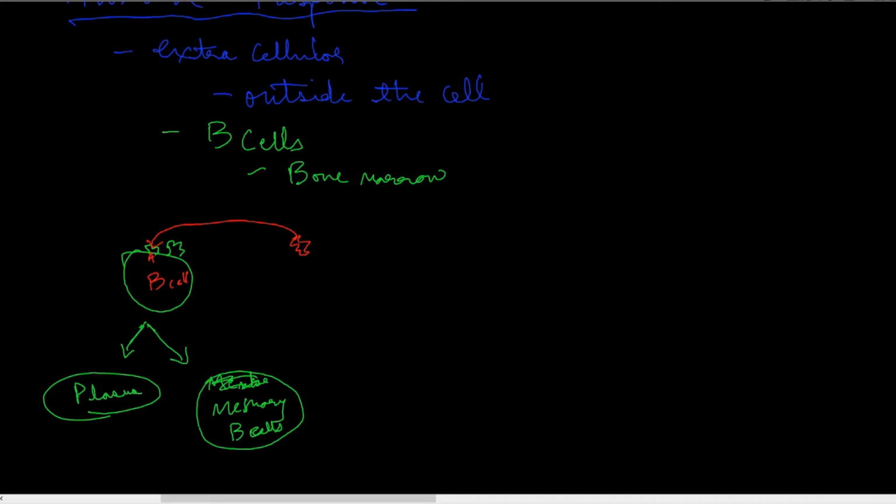Okay, so you'll have the plasma cells and the memory B cells. Now, the plasma cells, what they're going to do is actually attack. They're going to start to throw out antibodies. I'm pretty sure you've heard of that term.